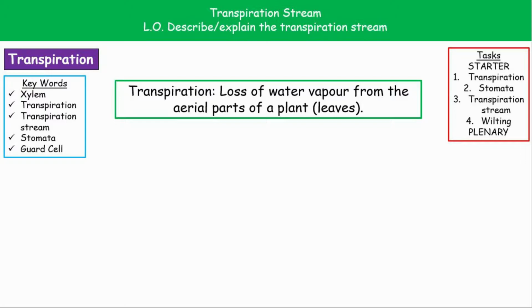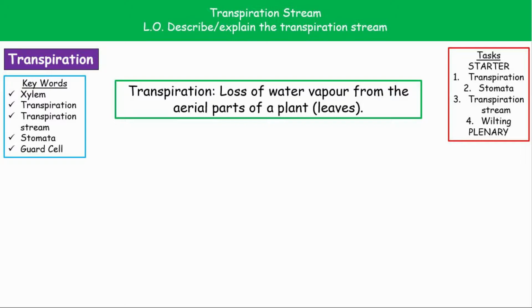So you could get 2 marks for this. First one for saying loss of water vapour, and you could phrase that as evaporated water, that's fine. But if you just say loss of water, no, it's not going to get you anything. So loss of water vapour, and the 2nd mark from the aerial parts of a plant, or you could phrase that as from the leaves.